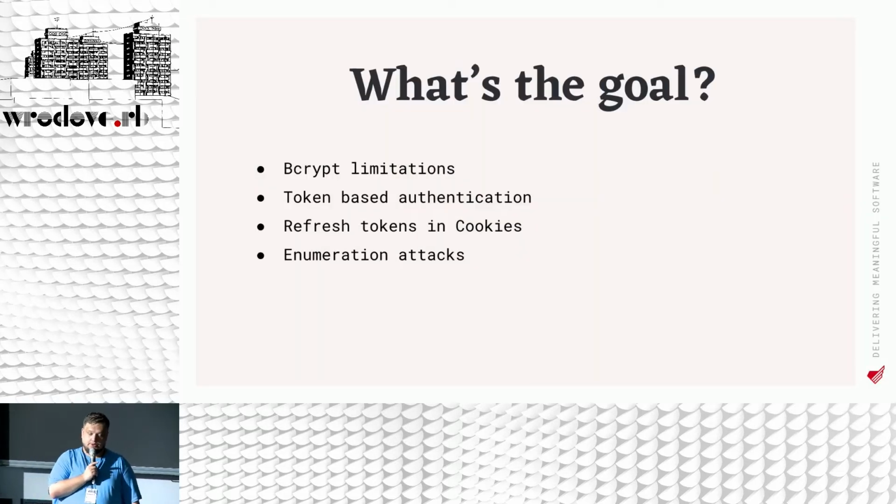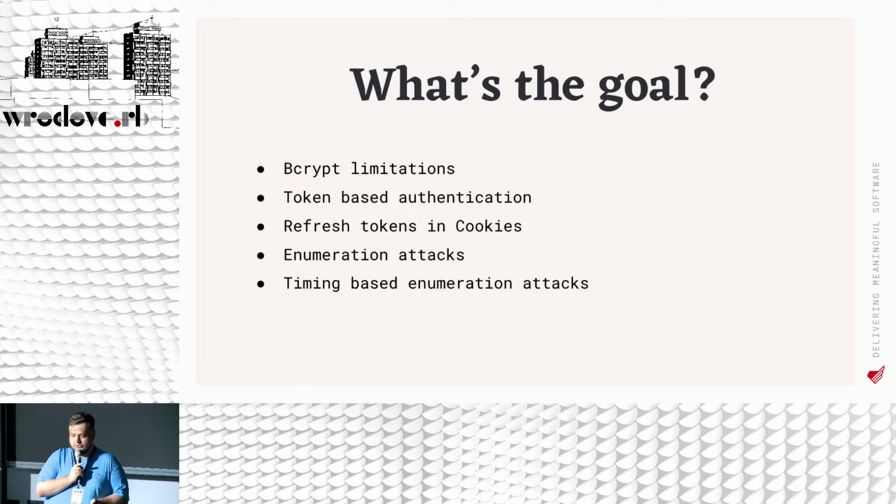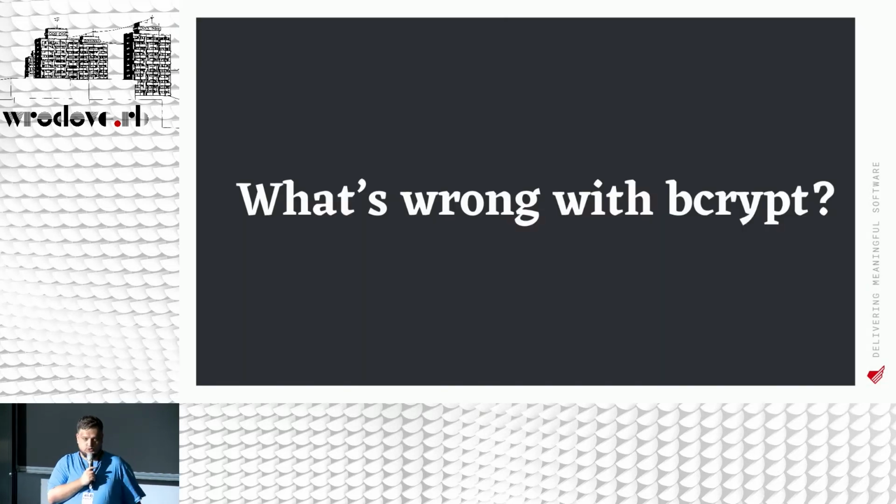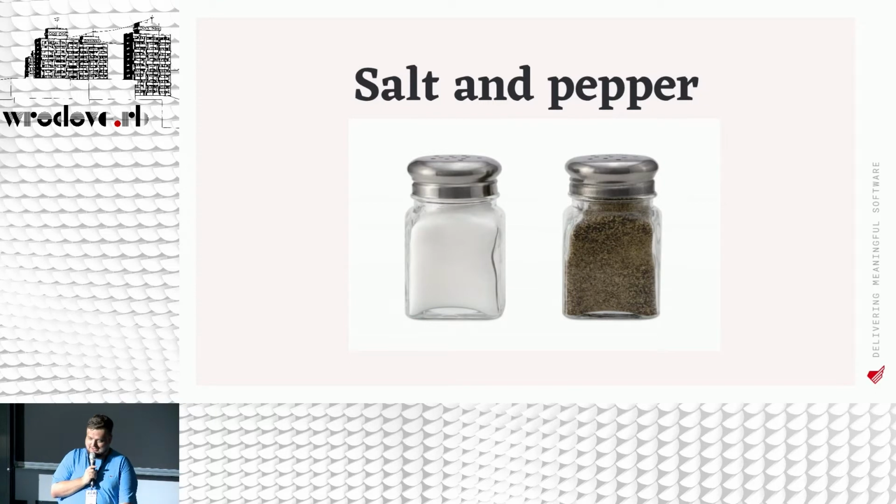Let's talk a bit about enumeration attacks and why it's important to prevent them. And what are enumeration attacks in timing-based scenarios? So what's wrong with Bcrypt? But before that, let's talk about salt and pepper, because I got the feedback that it might be good to give a bit of background.